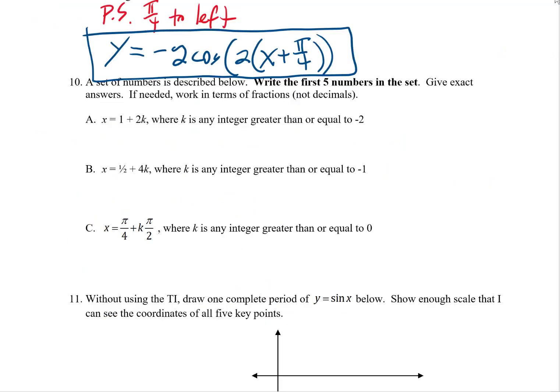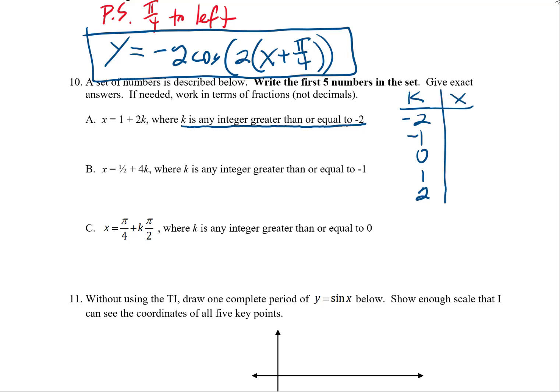Problem number 10. I have a set of numbers being described in each case. I want to write the first 5 numbers. In part A, I have the set of numbers x equals 1 plus 2k. What's k? K is an integer greater than or equal to -2. In other words, the first k is -2. And then the next k after that would be -1, and then 0, 1, and then 2. Those would be the first 5 k's.